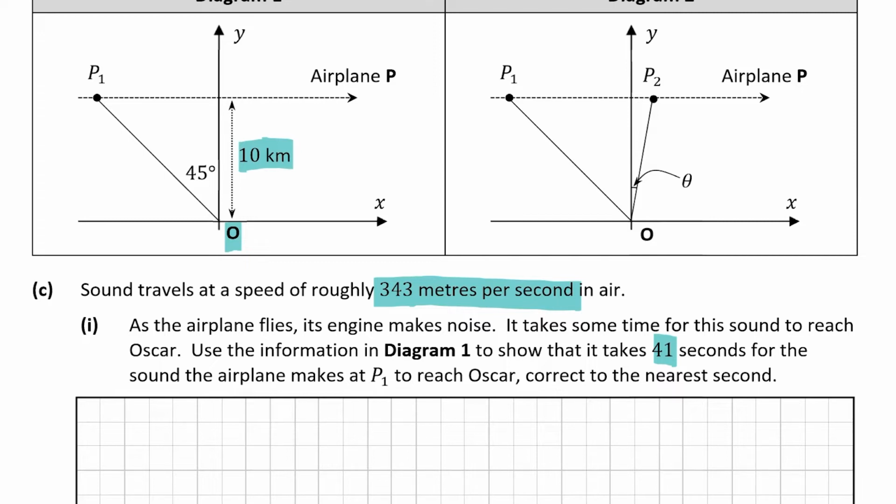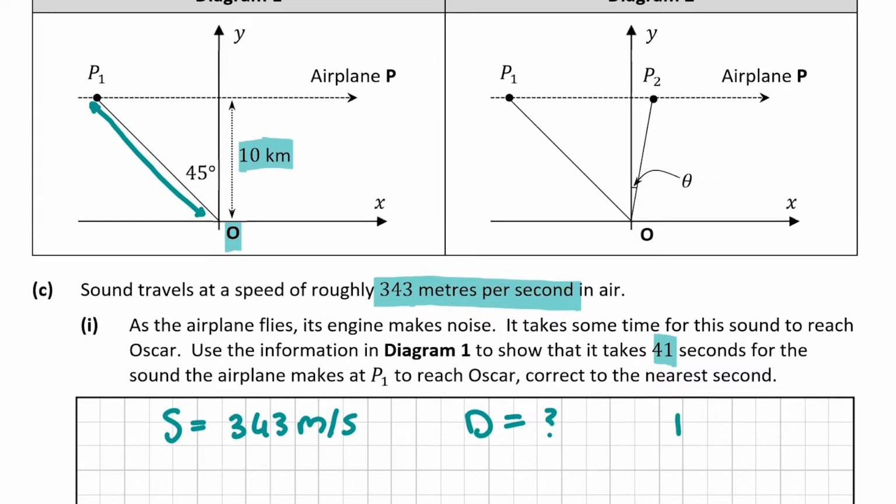So we're told the speed of sound through air. So the speed is equal to 343 meters per second. We don't know the distance that the sound has to travel. That's what we're looking for. We're looking for the distance from P1 here to Oscar, because P1 is where the airplane is making the sound and O is where Oscar is standing and hearing it. We're asked to show that it takes 41 seconds.